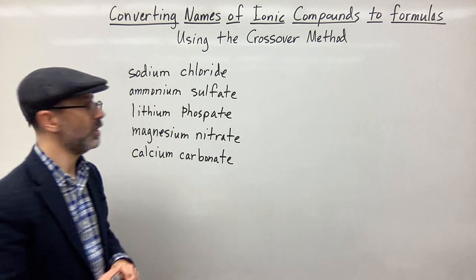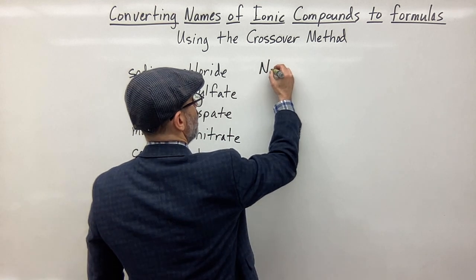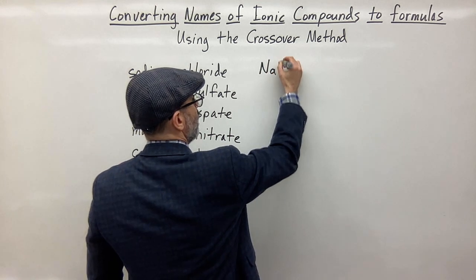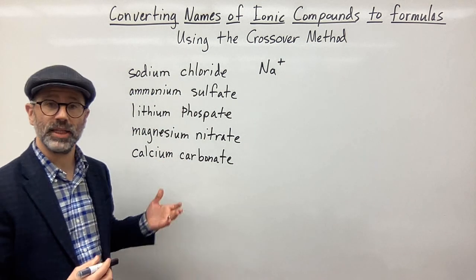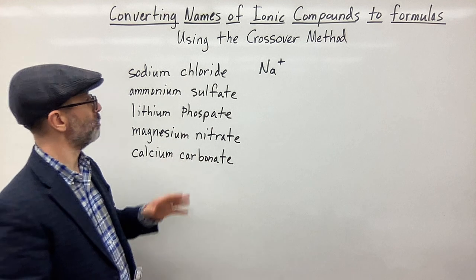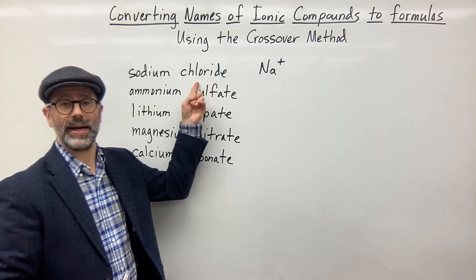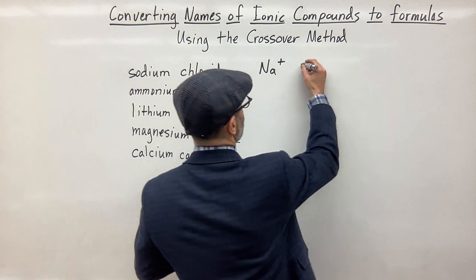That's sodium. And because you know that sodium is in group 1A, that's going to be a +1 charge. So we're going to put a plus there. We don't write the one. It's there. So Na+, and then chloride, that comes from chlorine. So it's going to be Cl.